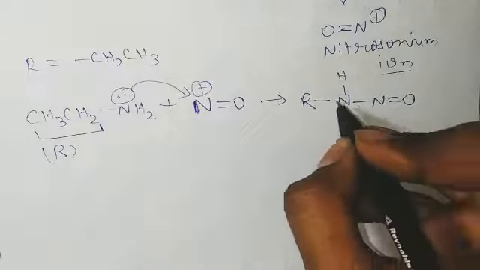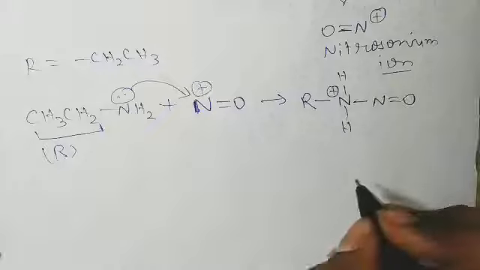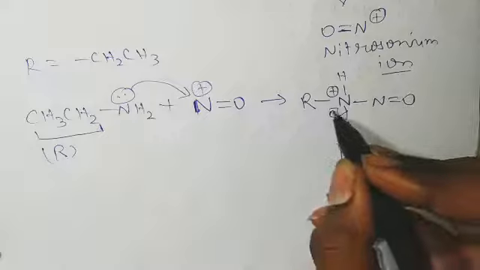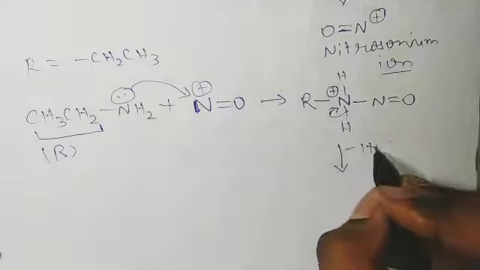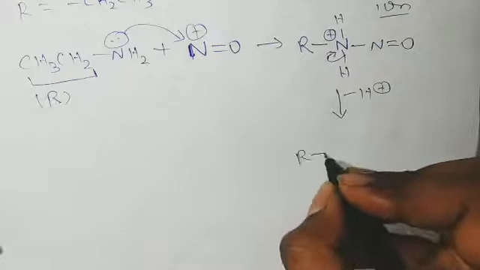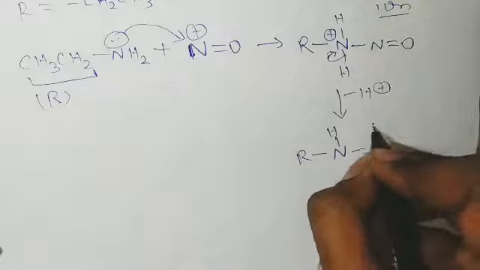Now because this nitrogen got 4 bonds, it will get a positive charge, right? Now the next step, what will happen? H plus will be removed, so that this plus charge can be neutralized, right? And what we will get? We will get this R N single bond H, N with double bond O.